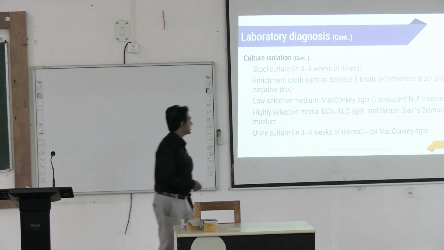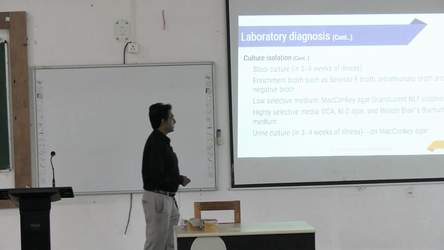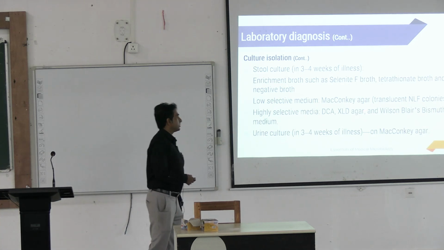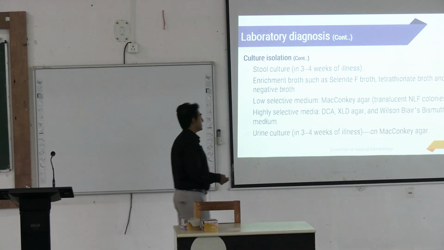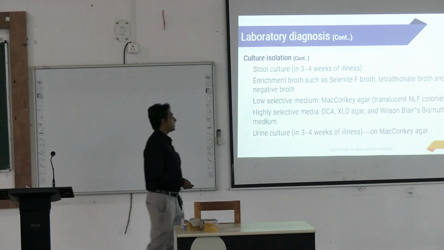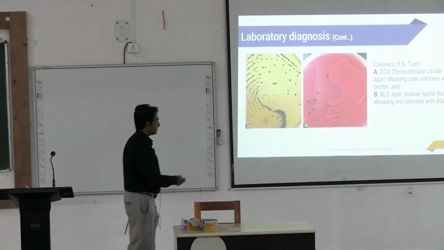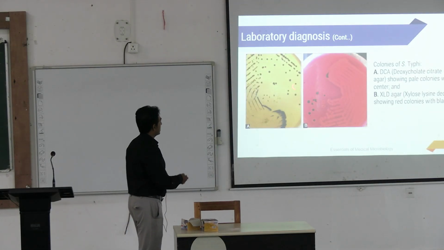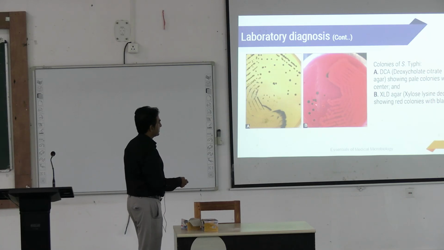And what are the highly selective media for Salmonella typhi? Deoxycholate citrate agar or the DC agar, xylose lysine deoxycholate agar, XLD agar, and the Wilson and Blair's bismuth sulfite medium. Urine culture is also done on MacConkey agar in third to fourth weeks of illness. Deoxycholate citrate agar shows pale colonies with black center, and this is the XLD agar, xylose lysine deoxycholate agar, showing the red colonies with black center.